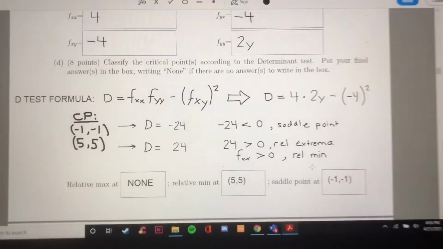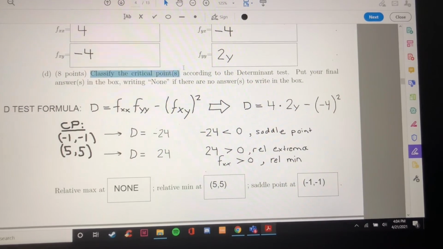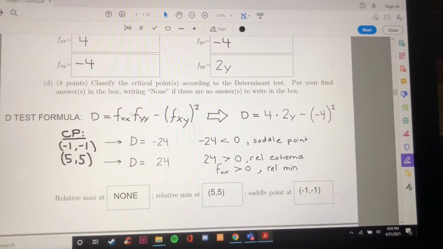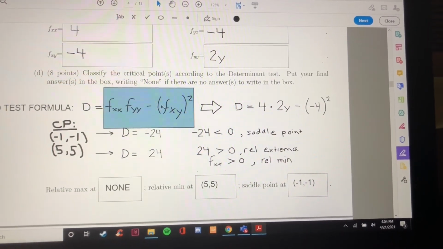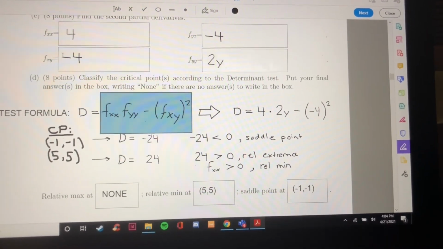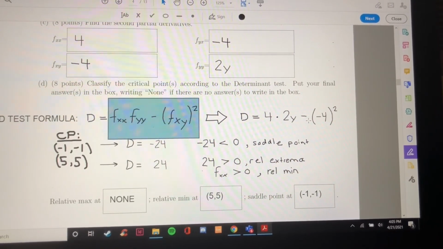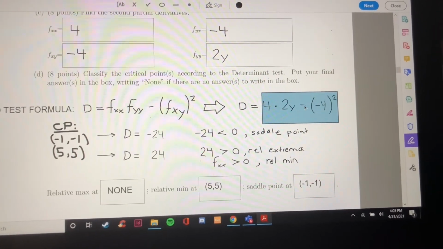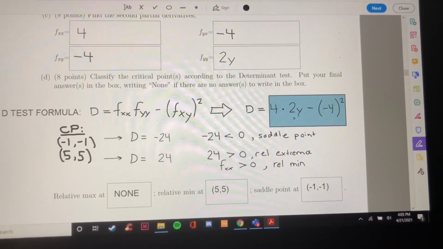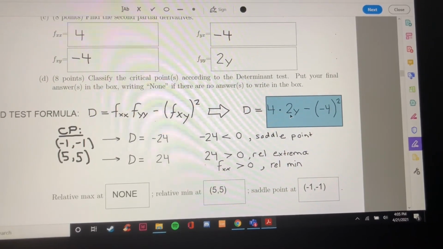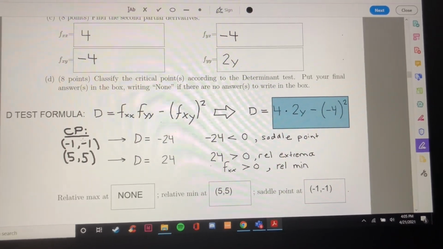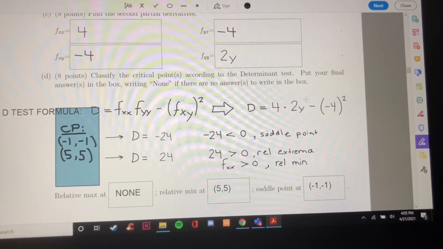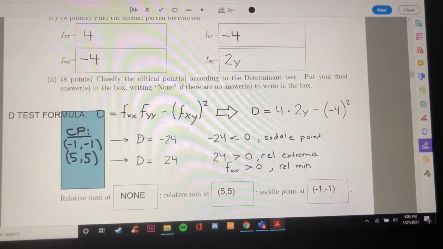All right, this is part D, and it asks us to classify the critical points according to the determinant test. So, the determinant test formula. This is pretty essential. I have it written down here, but basically we're going to take these numbers we found up here and plug them into the determinant test formula. And what you get is this. And what's interesting about it is there's a variable here. So we can't just find a number right away. We have to use our critical points here and plug those into wherever there's a y. If there was an x, we'd plug it in where there's an x as well.